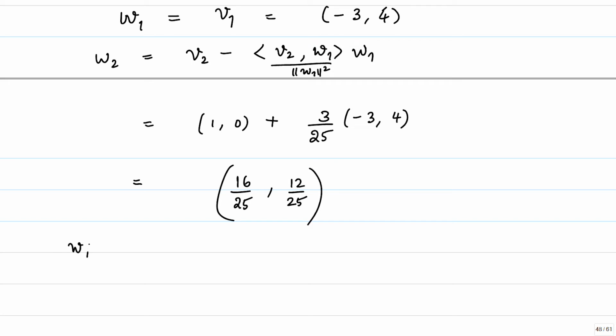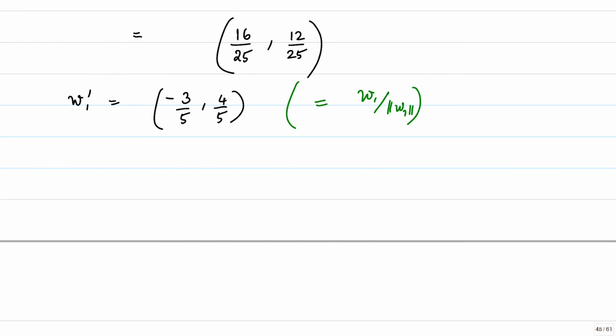So W1 prime will just be (-3 by 5, 4 by 5). So this is just equal to W1 by the length of W1. And how about the second one? That's just going to be a not so nice looking number. Let's see, let me calculate that. 16 squared, 256, 144, 300, 420 by 25. 20 by 25 is just, 20 by 5 is just equal to 4.